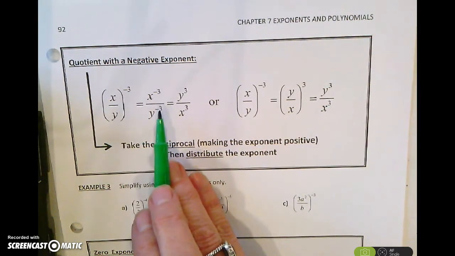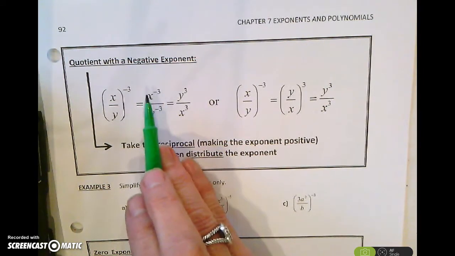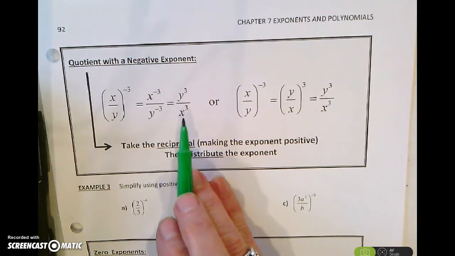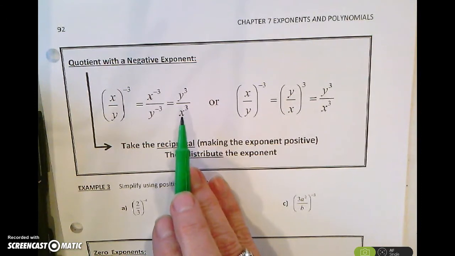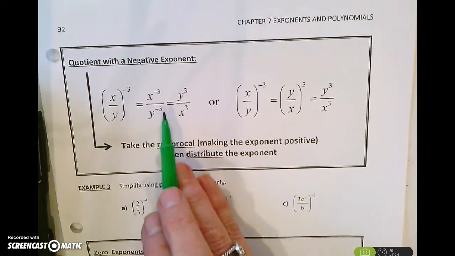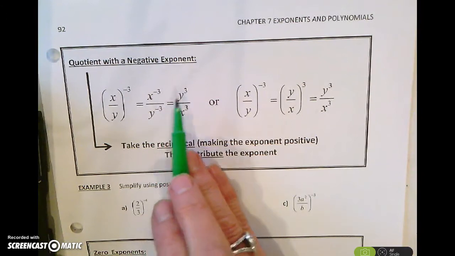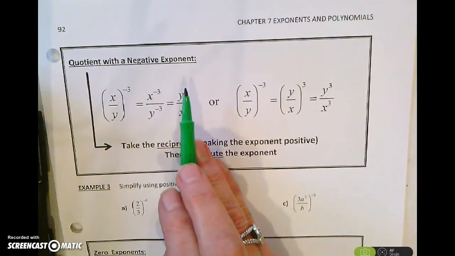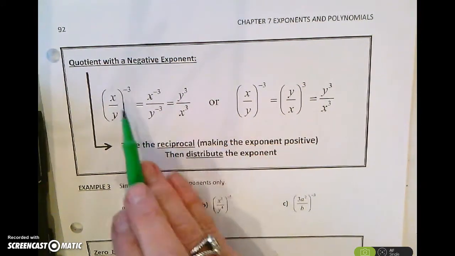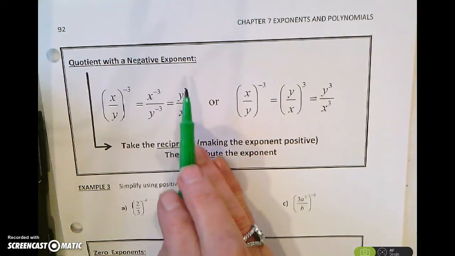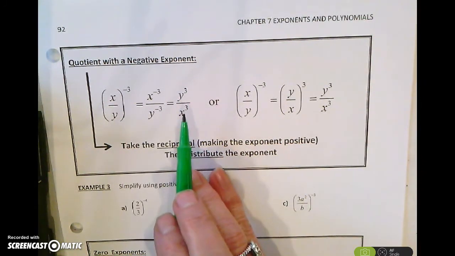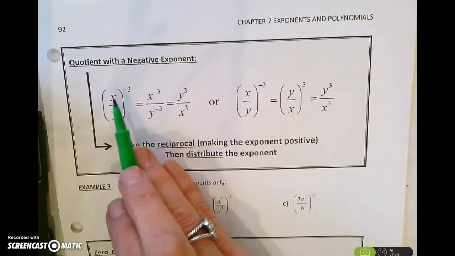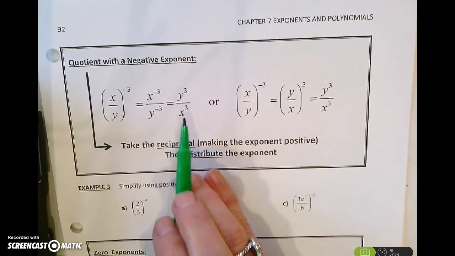Then we'll use our definition of a negative exponent. X to the negative 3 drops to the denominator and becomes a positive 3 exponent. And my y to the negative 3, which is in the denominator, will rise to the numerator and become a positive 3 exponent. So x over y to the negative 3 becomes y to the third over x to the third. So notice that our x and y flip their positions.